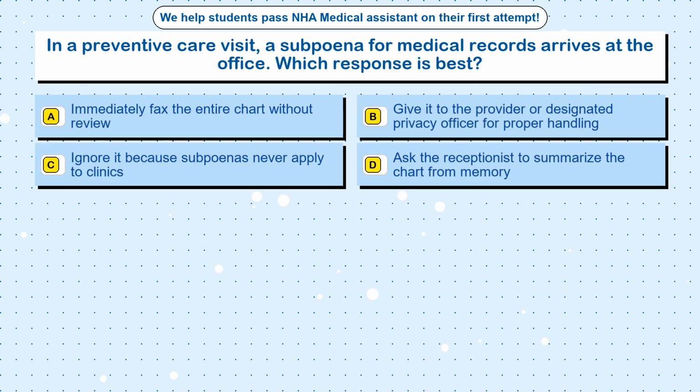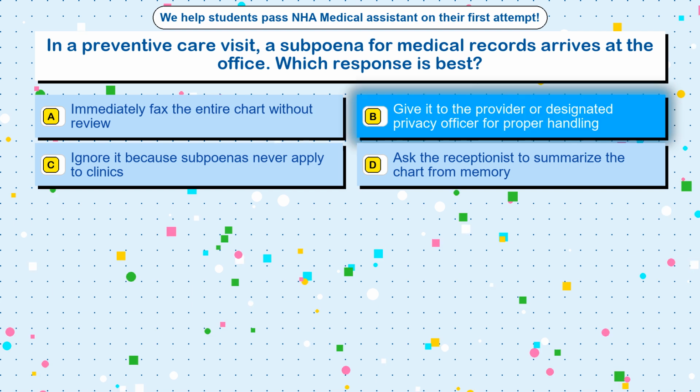Question 16. In a preventive care visit, a subpoena for medical records arrives at the office. Which response is best? Option A, immediately fax the entire chart without review. Option B, give it to the provider or designated privacy officer for proper handling. Option C, ignore it because subpoenas never apply to clinics. Option D, ask the receptionist to summarize the chart from memory. The correct answer is option B, give it to the provider or designated privacy officer for proper handling.